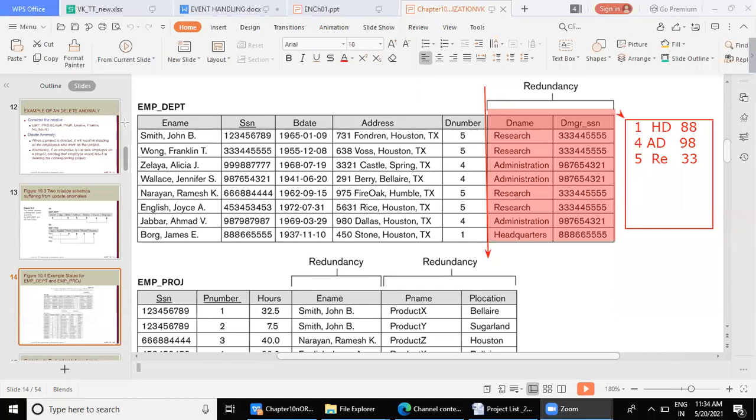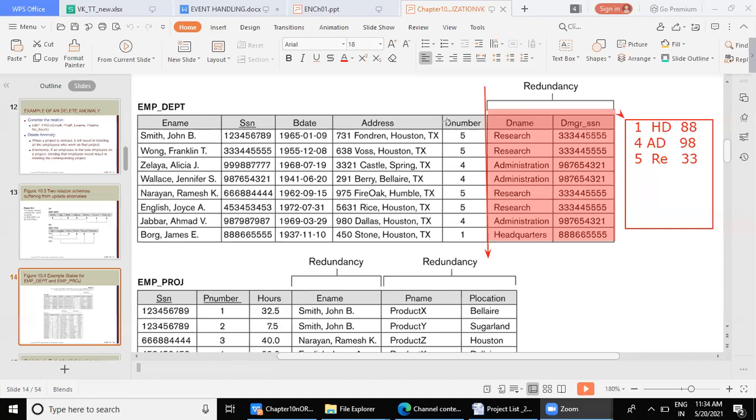Like now this is the employee table. In this, the first column is employee name, the second column is SSN, the third column is birth date, the fourth column is address, the fifth column is department. Till address, all the columns, or you can say all the details, are related to only the employee. And this department number, actually this field or this column, belongs to the department table. From the department table, you have taken this field.